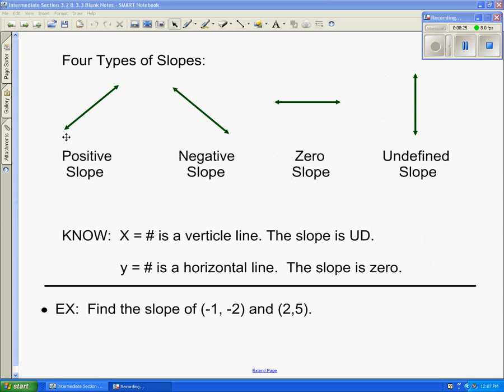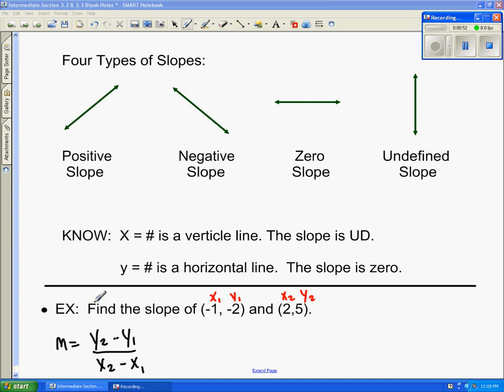We have a positive slope, a negative slope, a slope of 0, and an undefined slope. This is a horizontal line, and this one is a vertical line. These two pieces of information we need to know: x equals a number is a vertical line, and the slope is always undefined, up and down. y equals some number is a horizontal line, and the slope is always 0.